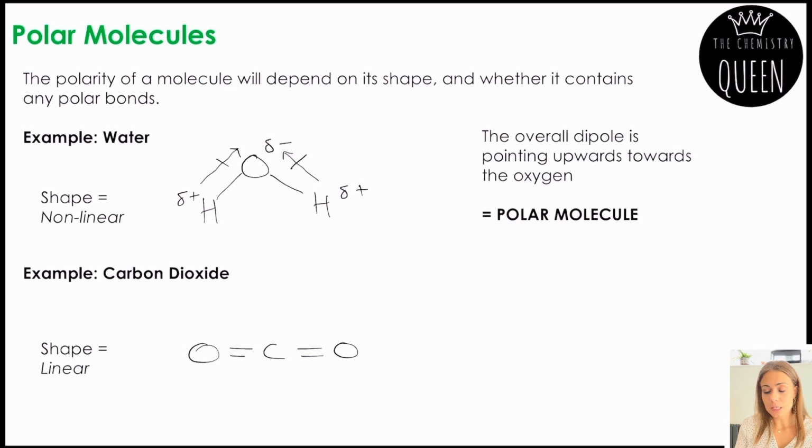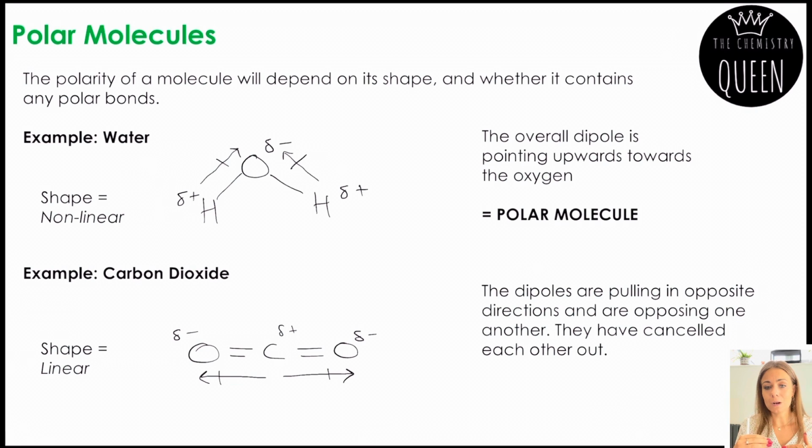Again, oxygen is more electronegative than carbon, so the oxygens are going to be delta negative and the carbon is going to be delta positive. Now if I draw the dipoles on this time, the electrons are going to be pulled towards the oxygens from the carbon, so we're going to have a dipole pointing towards the oxygen on the right, and we're also going to have a dipole pointing towards the oxygen on the left. So this time the electrons are being pulled in opposite directions, and as a result these dipoles will actually cancel each other out. So if the dipoles are pointing in opposite directions, they are opposing one another and they've basically cancelled each other out. So overall the molecule is non-polar.